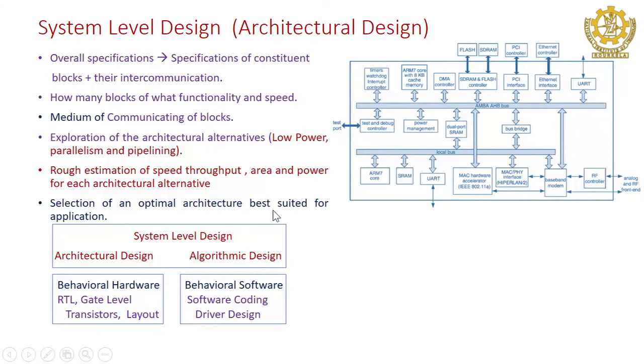Okay, so you have to think about different alternative architectures available, and accordingly you have to proceed. In this stage also you can put a bit of optimization into account, so that in further steps also you have to optimize the things, but here also you can think on that. Selection of an optimal architecture best suited for the application is highly required, or decided, in system level design.